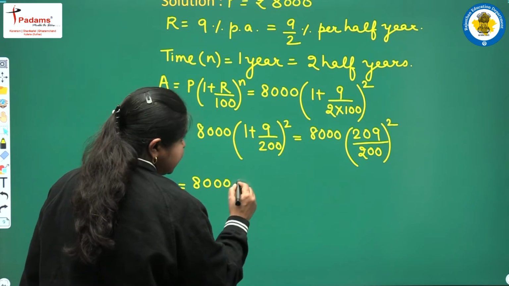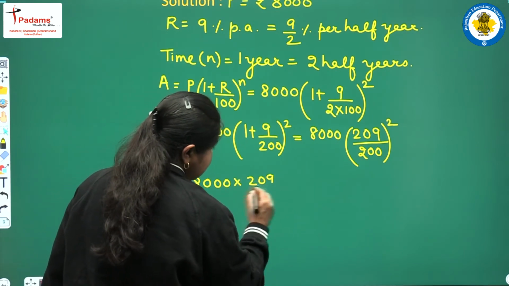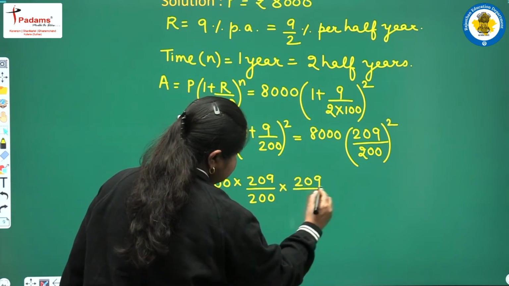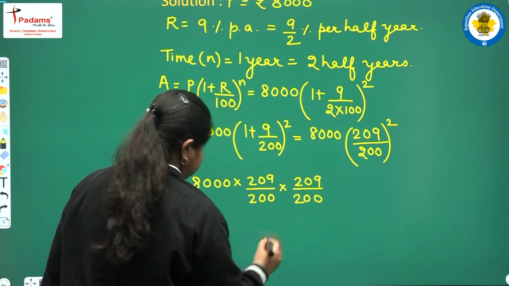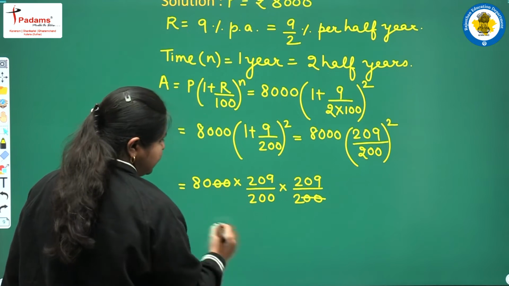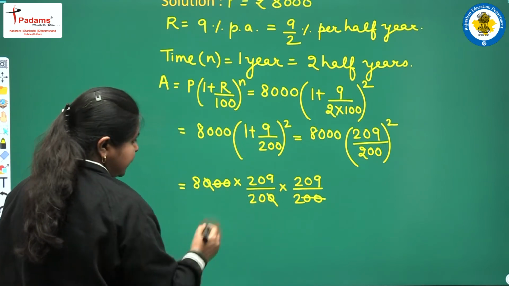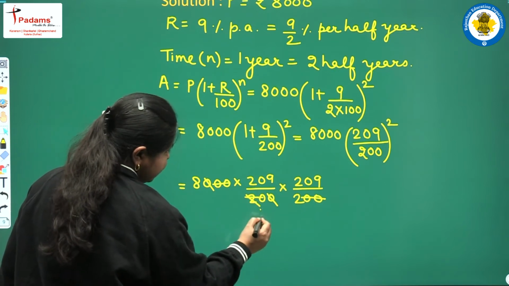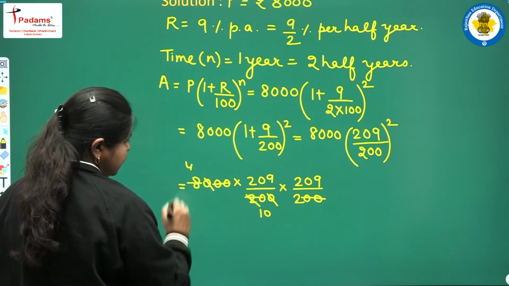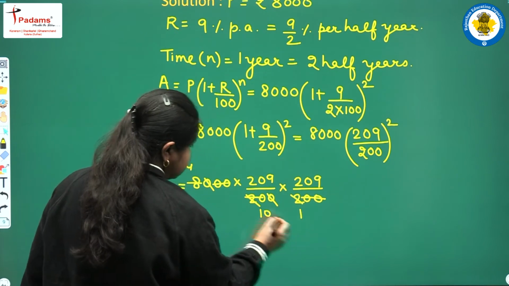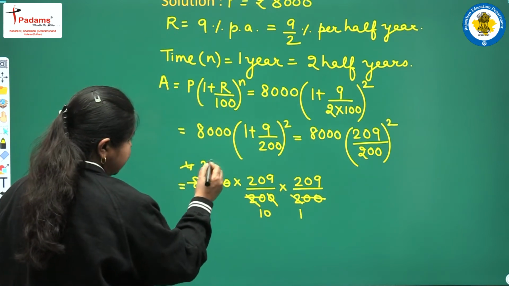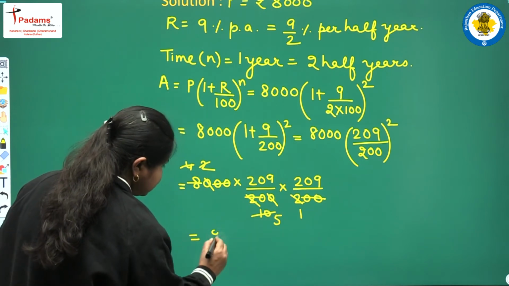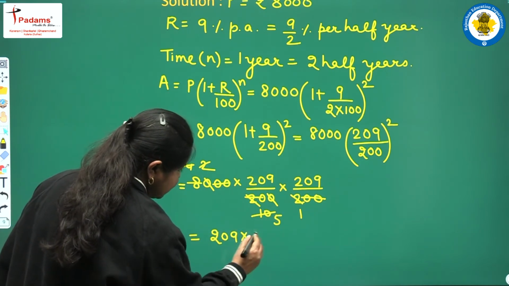8000 into 209/200 into 209/200. These 2 zeros cancel, 1 zero will be cancelled. Now we can divide by 2. 2 10s are here and 2 4s are. Again by 2, 2 1s are, 2 2s are. Here we can divide by 2, 1s are 2, 2 5s are 10. We are left with 209 into 209/5.